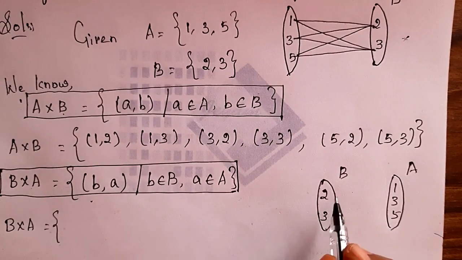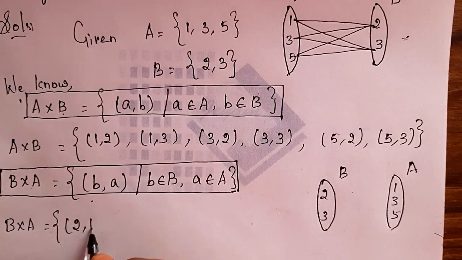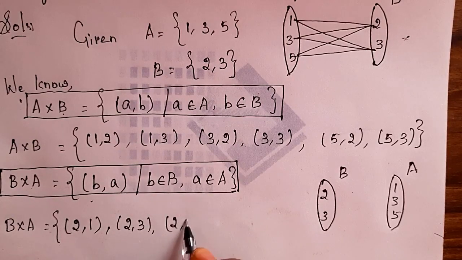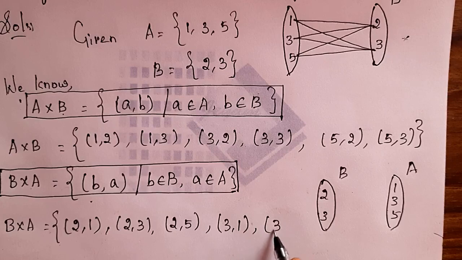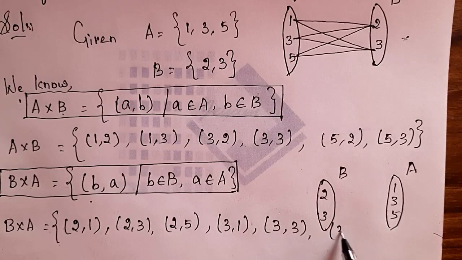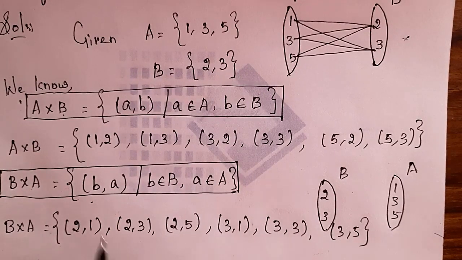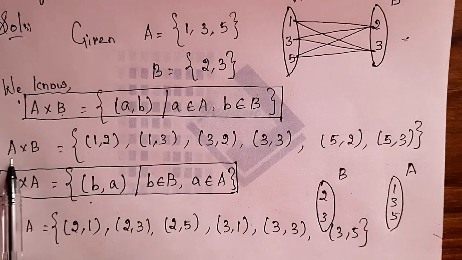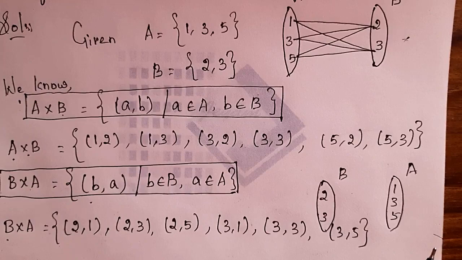Tell me now. Just try with me, okay? Pairs (2, 1), (2, 3), (2, 5), then (3, 1), (3, 3), then (3, 5). Okay, that's all. So now we found out A cross B and B cross A. Okay. Next question.